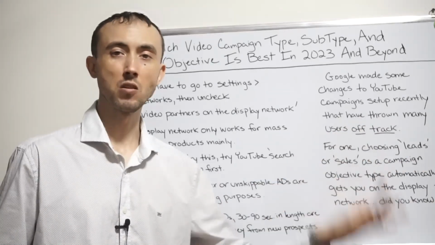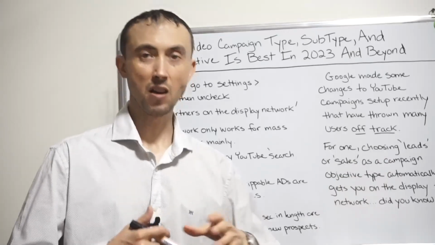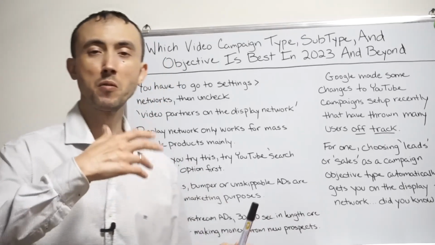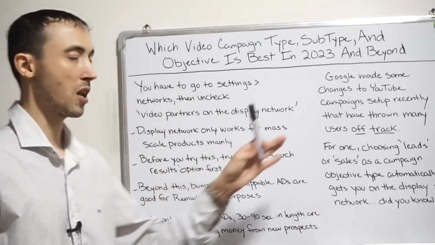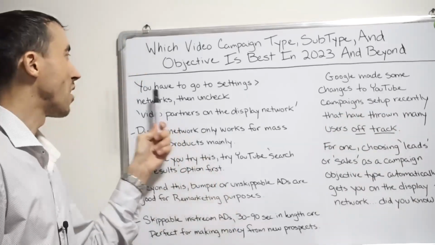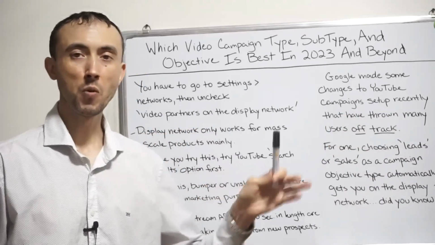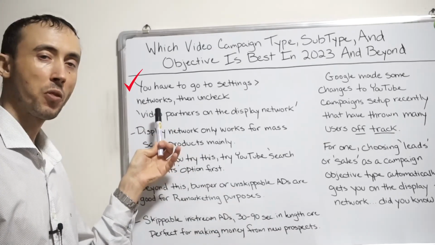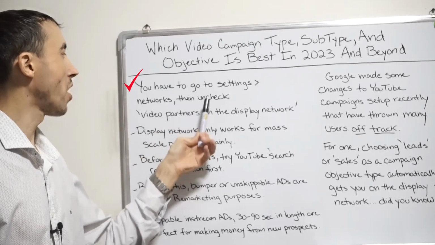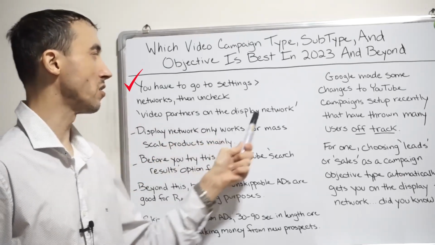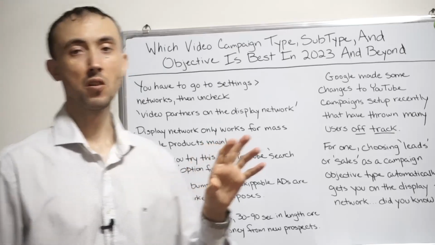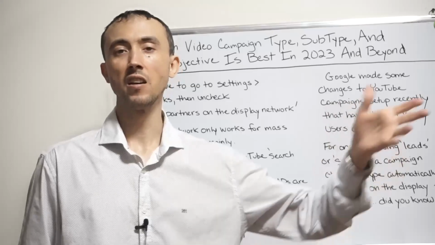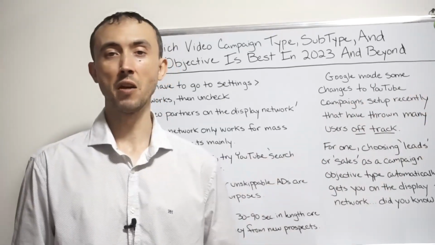It's a video campaign. It's not a YouTube campaign, because a video campaign can go, just like I said, outside of YouTube as well. But presumably you're just wanting YouTube. So you set up the campaign with brand awareness. Then you go to the settings menu from within that video campaign, click on networks, then uncheck video partners on the display network, which gets you off of the display network, so to say, or if you want to say, just on YouTube.